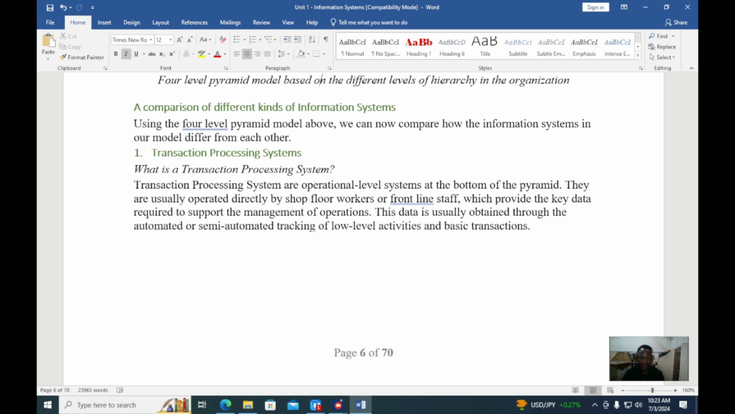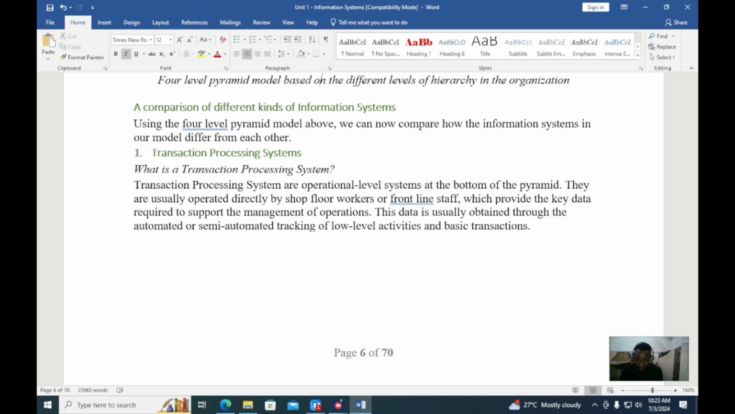They are the ones that are operated directly by what we call shop floor workers, or frontline staff, the receptionists, or maybe that hotel booking station, the person handling that particular system doing the basic transactions. So they are actually the systems that provide us with the key data that we need to make sure that we are supporting the management operations of an organization.